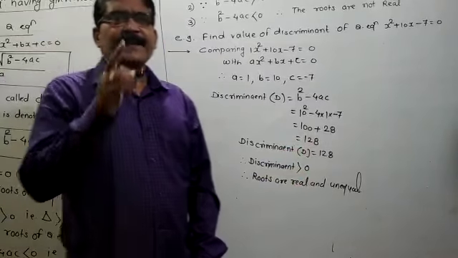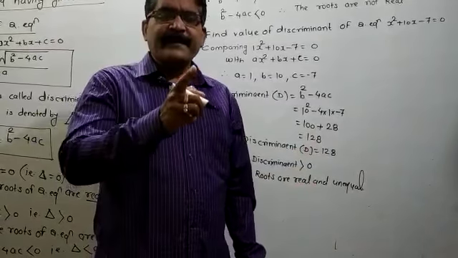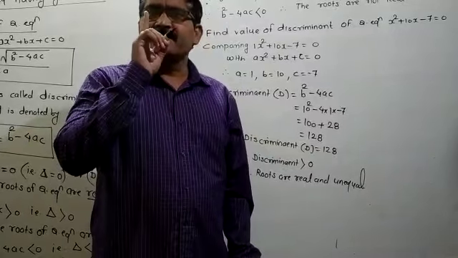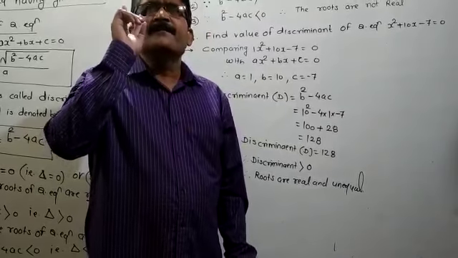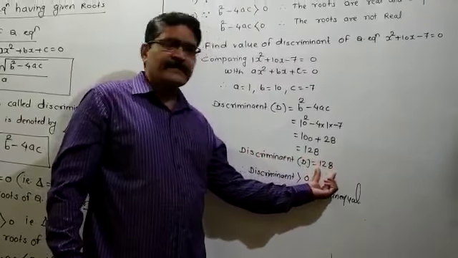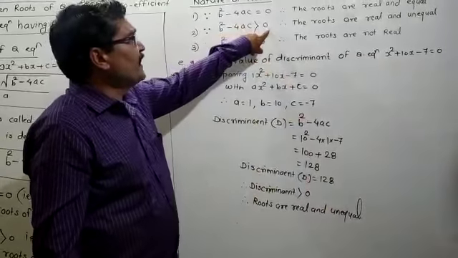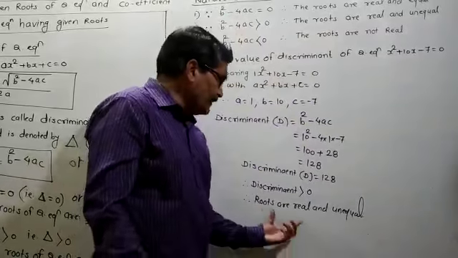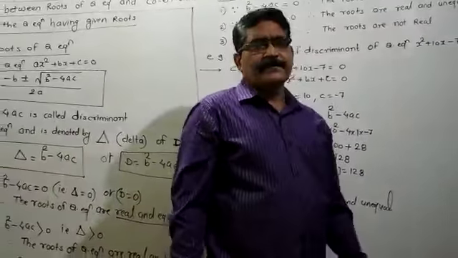But this 128 you have to compare with 0. This 128 is less than 0, greater than 0 or equal to 0? If I ask the question whether this 128 is less than 0, greater than 0 or equal to 0, that time you will say that the discriminant 128 is greater than 0. If that discriminant is greater than 0, that time you have to say that roots are real and unequal. So I will say that the nature of the root is: the roots are real and unequal.